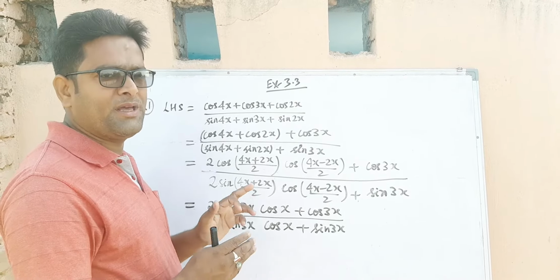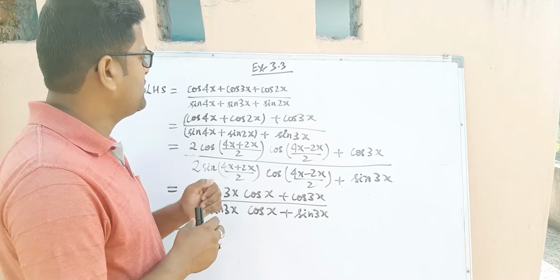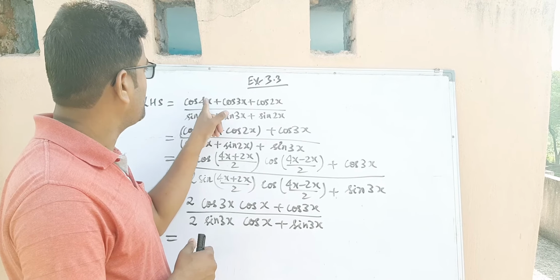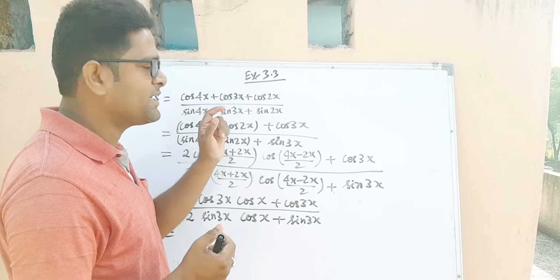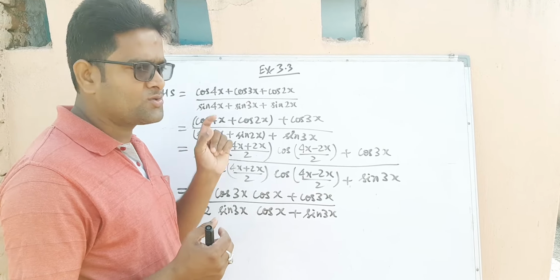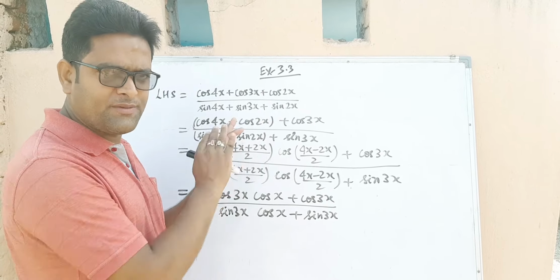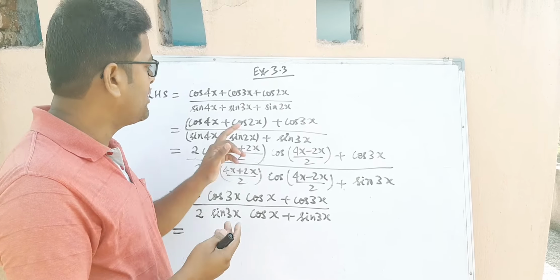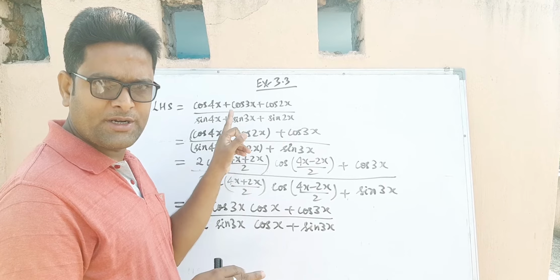Now we have to pair in a proper way, otherwise we may have some calculation problems. So I have paired 4x and 2x. Now you have to keep it in your mind. 4 and 2 is 6. 6 divided by 2, it is 3. So we are getting 3. So this is a trick to solve this type of question. First of all, you add these angles, wherever the angles are there. And you try that we should get either the difference divided by 2, or the sum divided by 2.